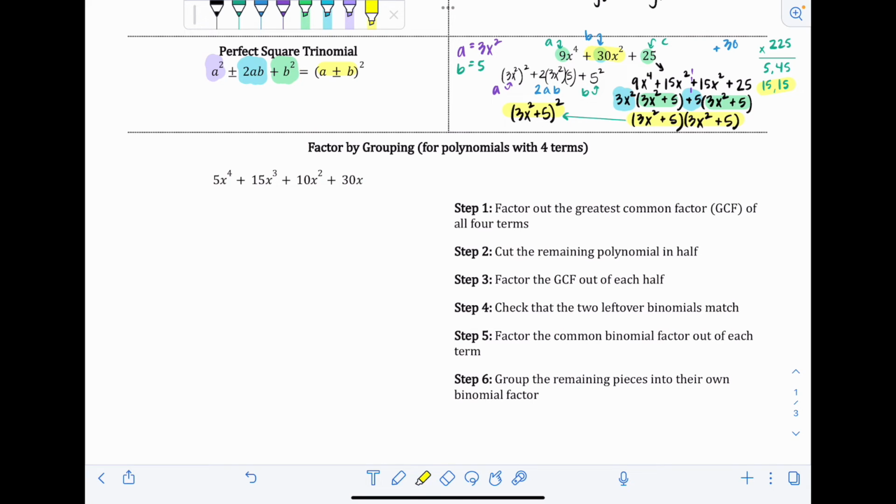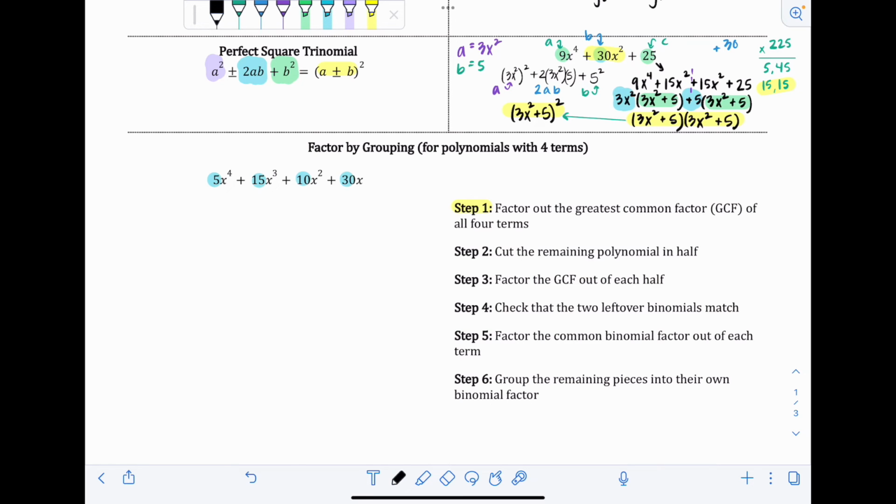Okay, so step one, it's 5x to the fourth plus 15x cubed plus 10x squared plus 30x. Step one says to factor out the greatest common factor of all four terms. So for my coefficients, the numbers in front of the variable, 5, 15, 10, and 30, the GCF of those is 5. It's basically what can I divide them all by?